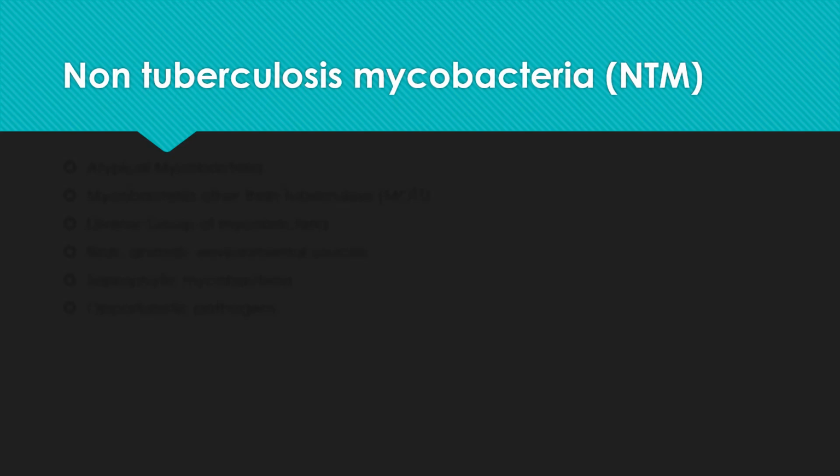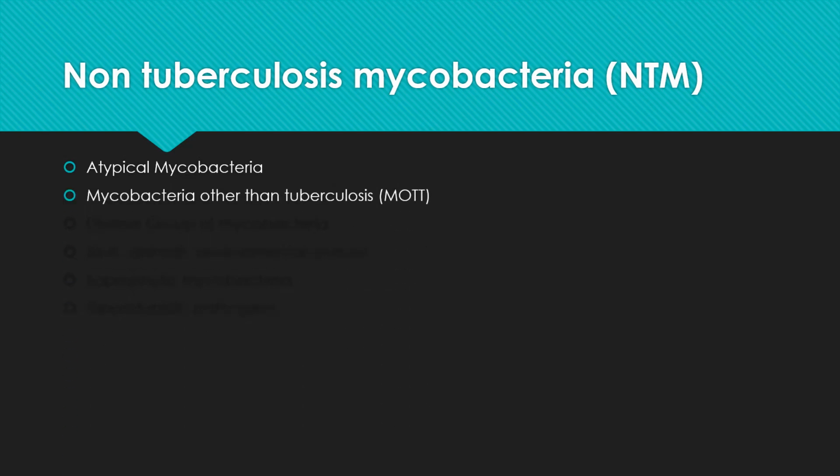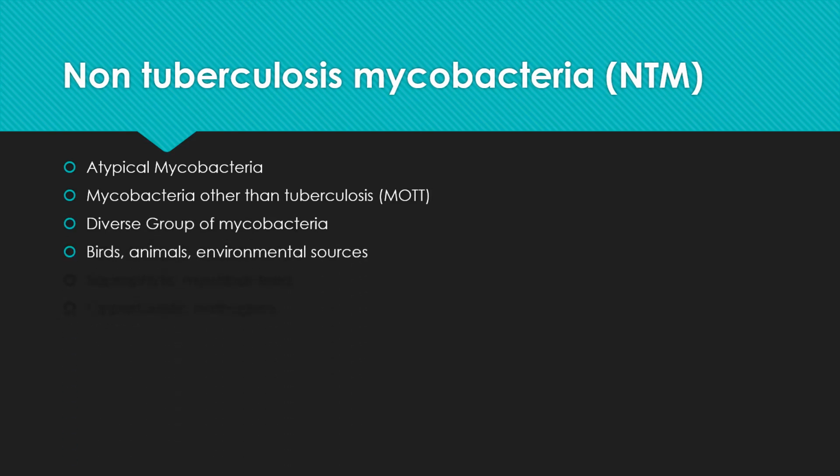So first we will talk about the non-tuberculous mycobacteria, which is also called the atypical mycobacteria or mycobacteria other than tuberculosis, that is called MOTT. These non-tuberculous mycobacteria are a diverse group of mycobacteria that are isolated from birds, animals and environmental sources like soil and water. Some of the species are saprophytic mycobacteria, which do not cause any disease in humans, while the majority of the members of this group are opportunistic pathogens, which can cause disease in patients with lower immunity.